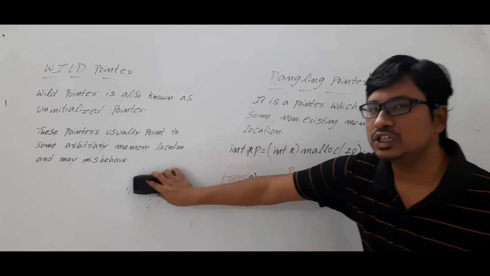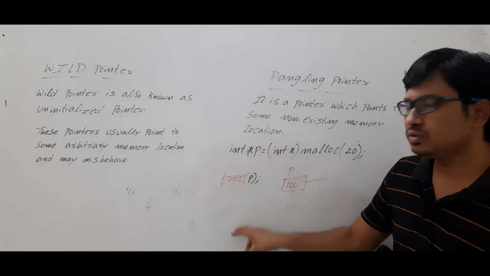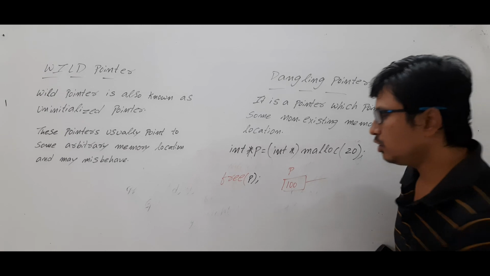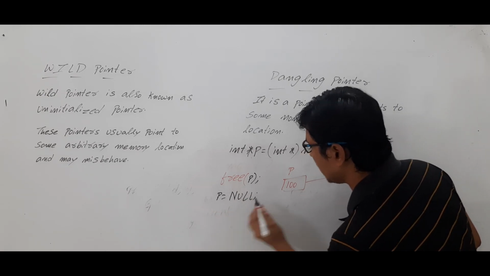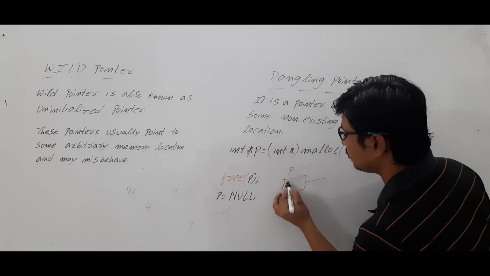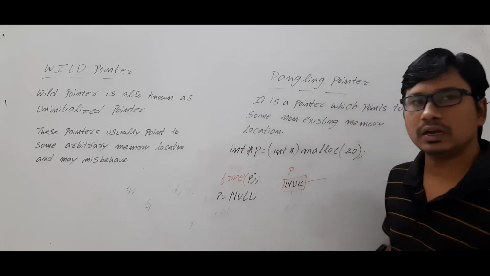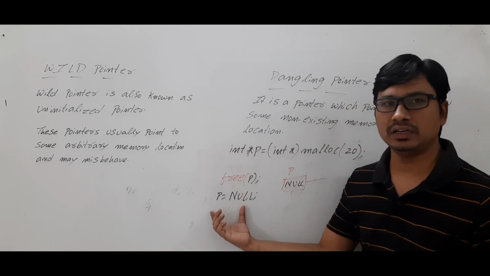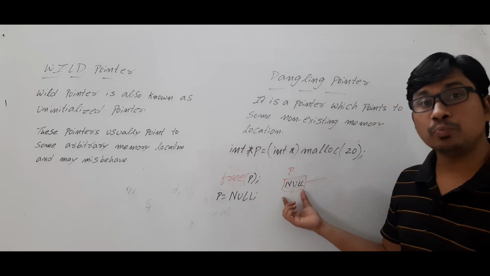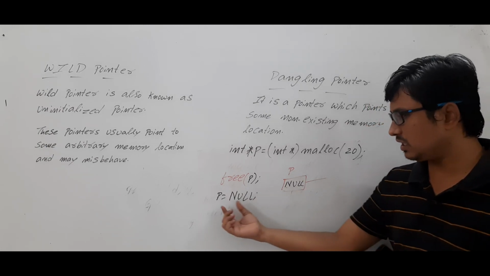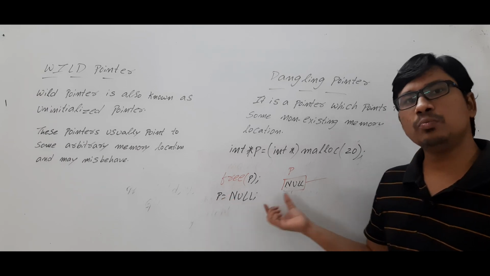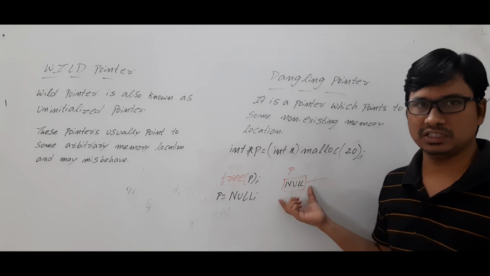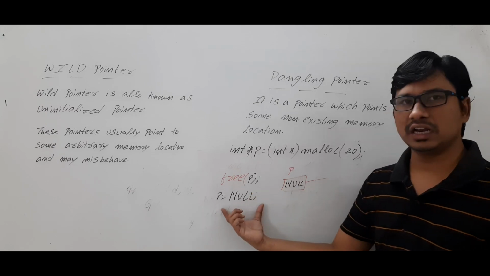So then what should we do? After using the statement free, you should write p is equal to null. Then the null value will be assigned instead of 100. Now this we will call a null pointer, which is not pointing to any memory location. Look here. You have written p is equal to null. So it is not pointing to any memory location. So this one we will call a null pointer.